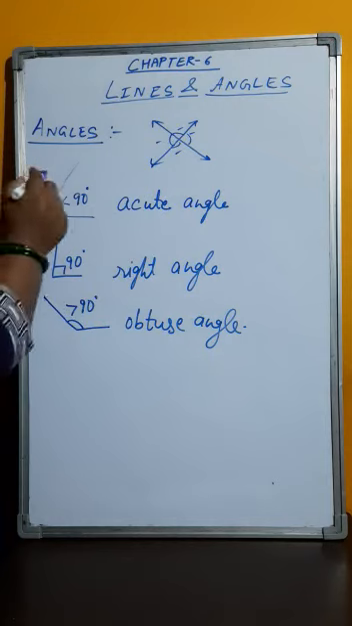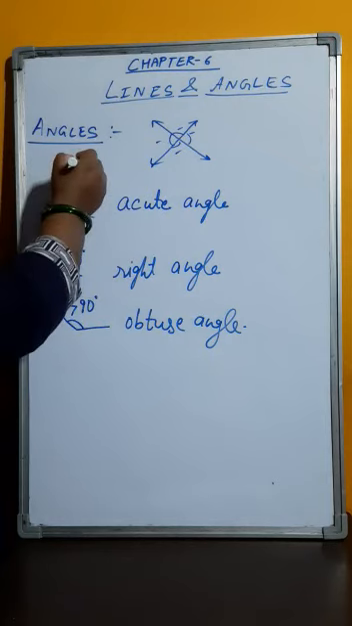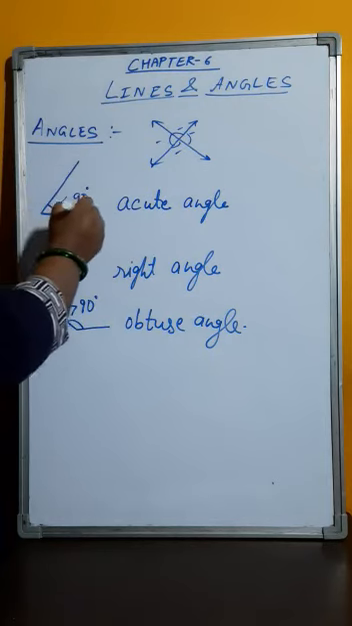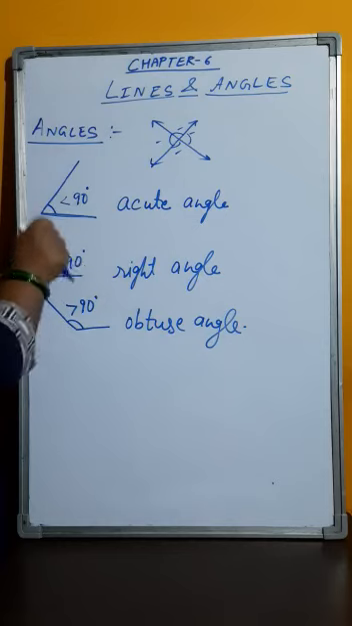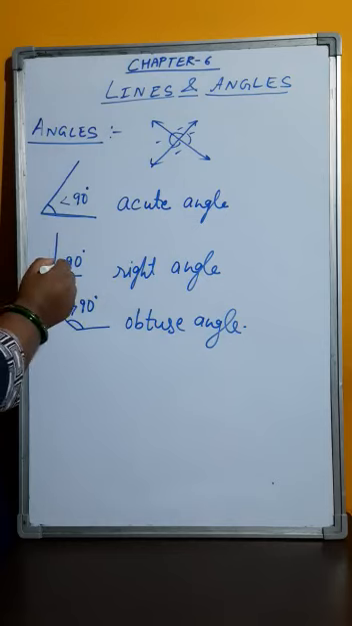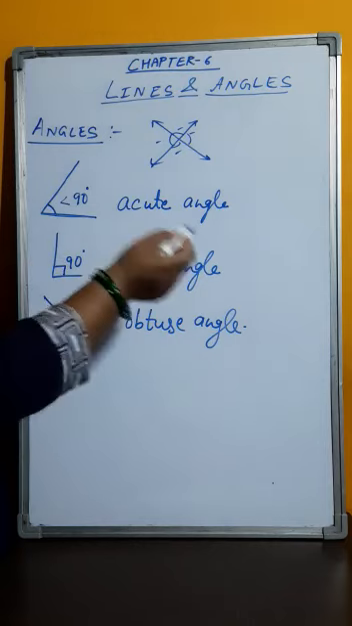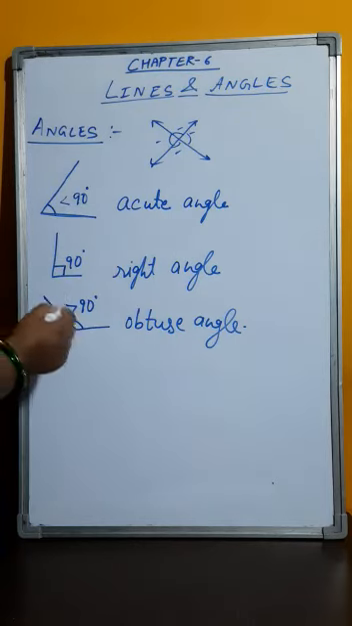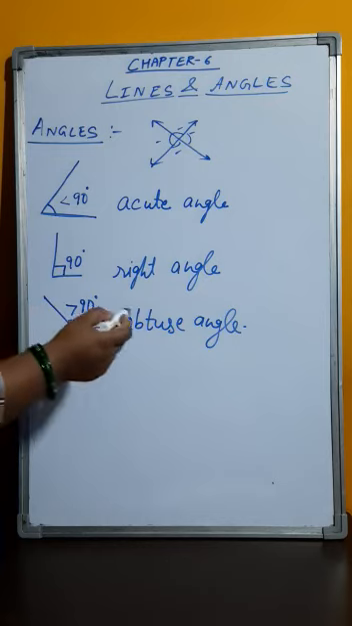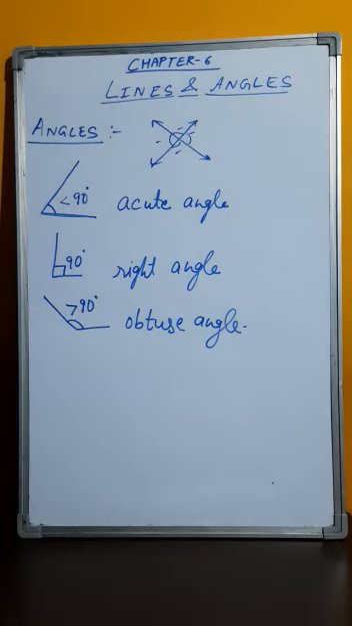Angles are of three types according to their measure. If the measure of an angle is less than 90 degrees, it is said to be an acute angle. If its measure is 90 degrees, it is said to be a right angle. And if its measure is greater than 90 degrees, it is said to be an obtuse angle.